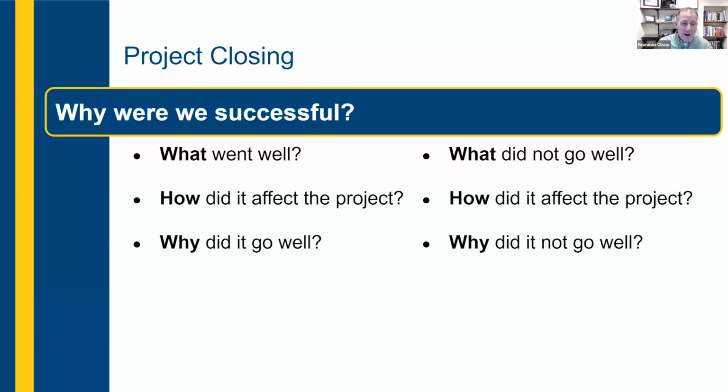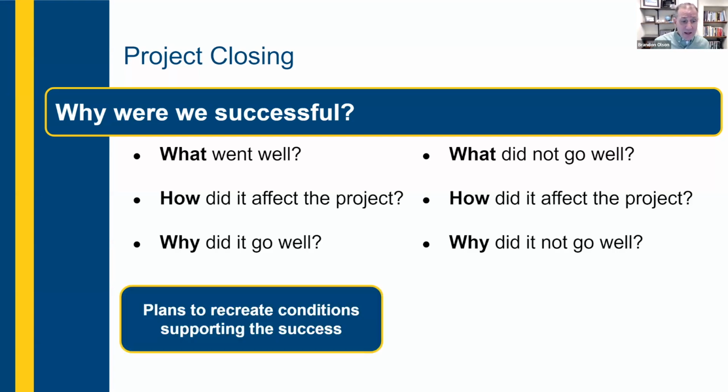And then the why did it go well or why didn't it go well? Now we're going to take a look at, well, why did this happen? So that we can take a look at things that we can do to make sure it happens again or make sure that it doesn't happen again. So on the positive side, that's going to help us plan to recreate the conditions that supported this project success or these successes in the project.